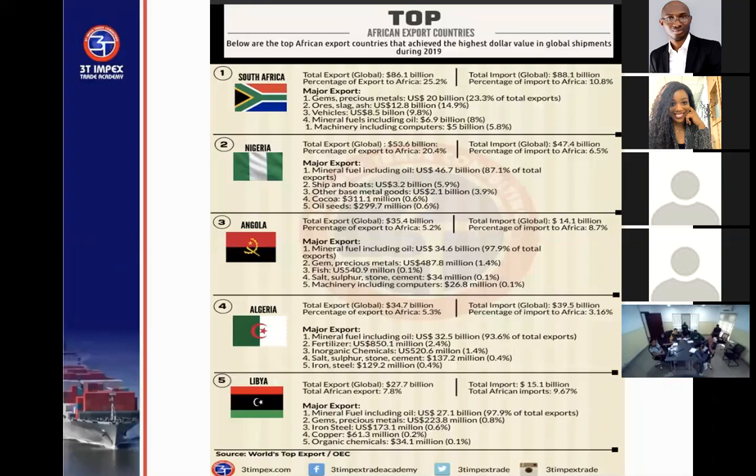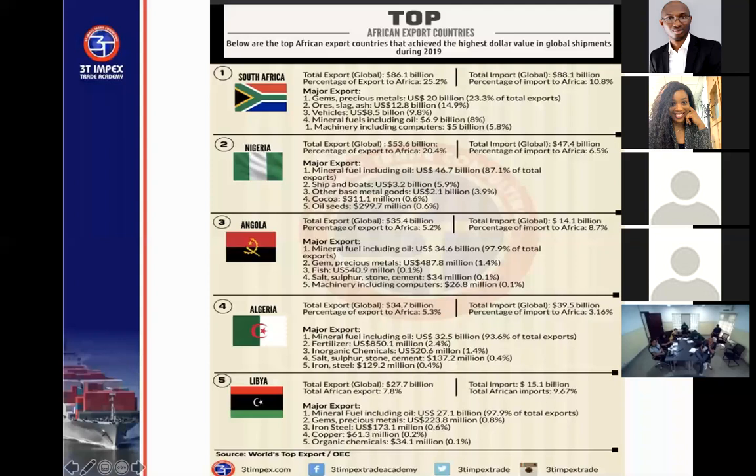So look at South Africa, for example. South Africa is a bit better than others. You will see that major exports of South Africa are 23%, 14%, 9%, 8%, a bit diversified. But Nigeria, that's our challenge. 87%, then 5%, then 3%. Angola, 97%, then 1.4, then 0.1. Oil, 97. Algeria, oil is 93. Libya, oil is 97.